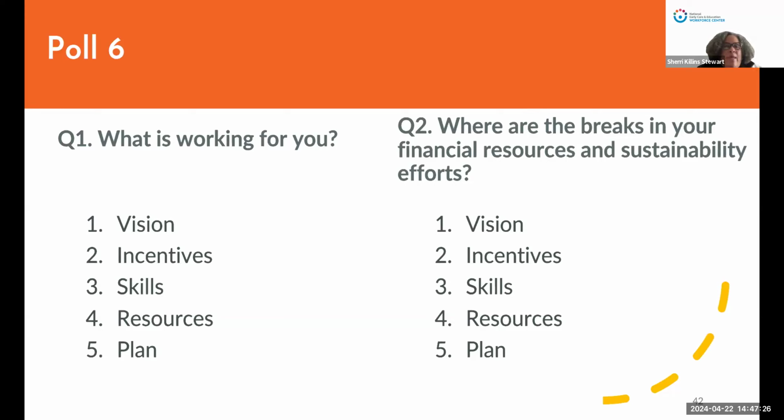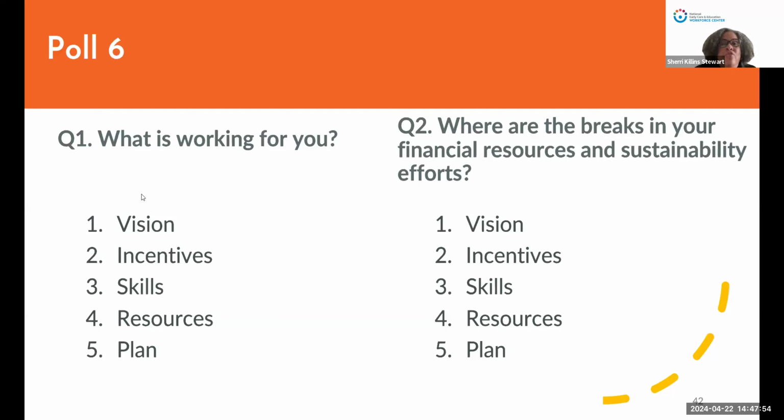Okay, so it looks like 61% feel like there is a vision, but only 31% feel there's real incentives or clarification around the skills and the resources and the plan. When you're saying what's working for you, there's vision, 61%. Less though on incentives and skills, more like a third, and then 25% on resources and a plan.